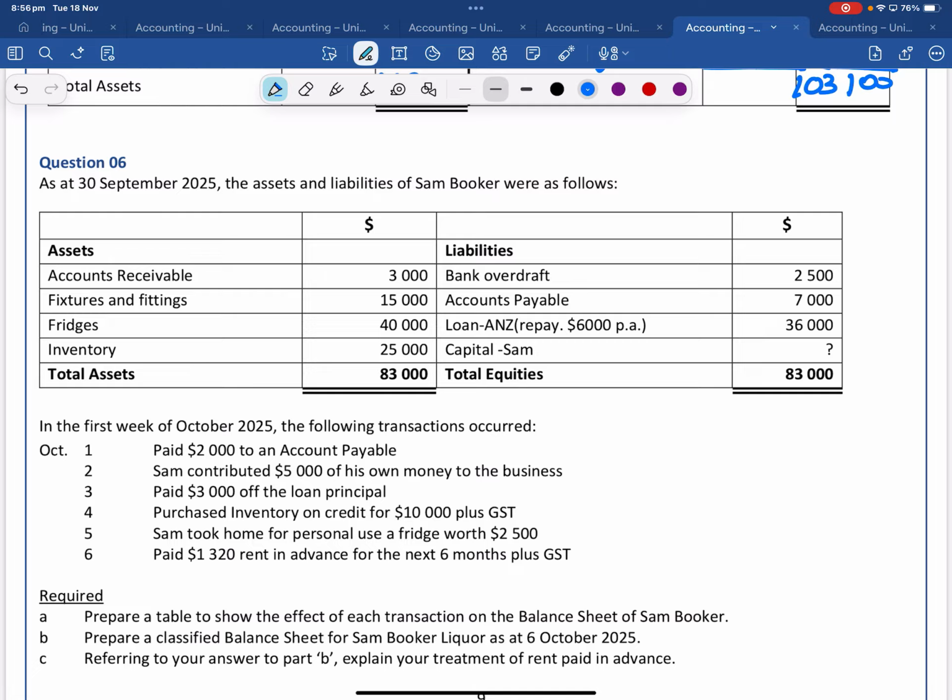Wait, this one, number 2, right? When Sam contributes, would you say cash at bank increases by 5,000, or would you say bank overdraft decreases by 5,000, which becomes cash at bank? Yes, that's a good point. What do you think? You can't just say cash at bank. You can say bank increase. That's a good question, yes.